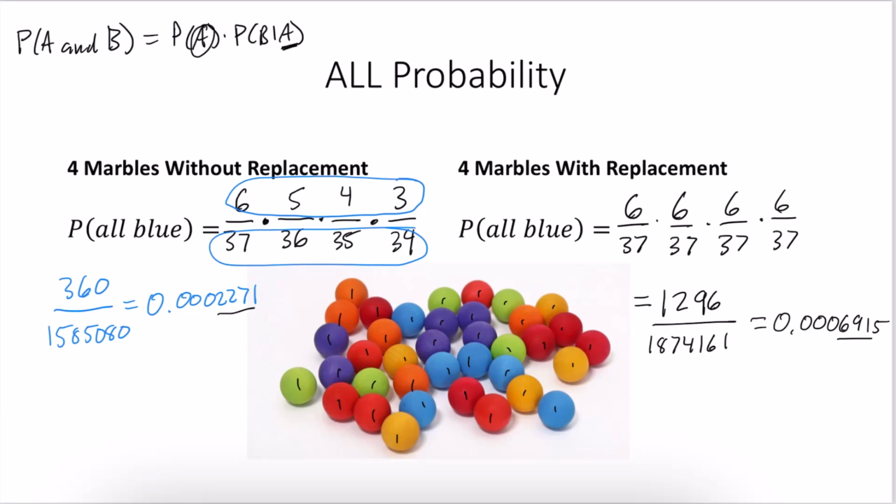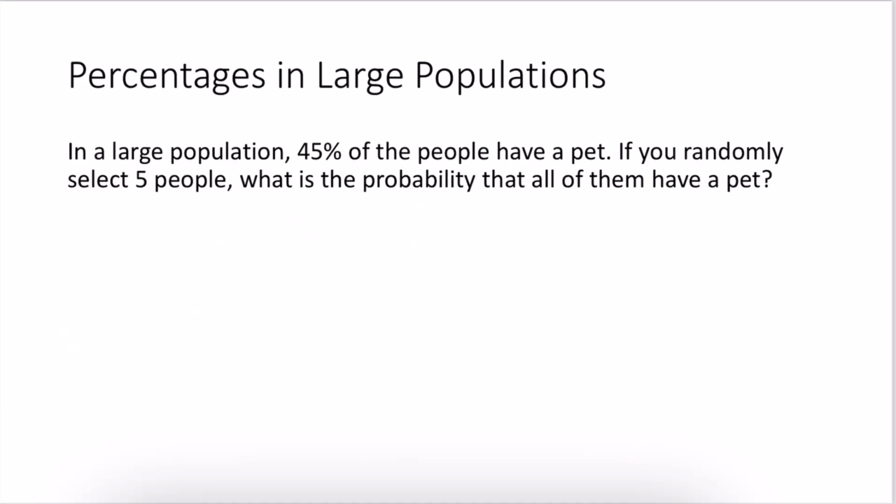And on your assignment, you have one question that has to do with large populations. So I wanted to go through an example of this one. So in this situation, it says in a large population, 45% of the people have a pet. And if you randomly select 5 people, what is the probability that all of them have a pet? So we're trying to find the probability that they all have a pet. And since we're selecting 5 people, we're going to have 5 probabilities that are multiplied together.